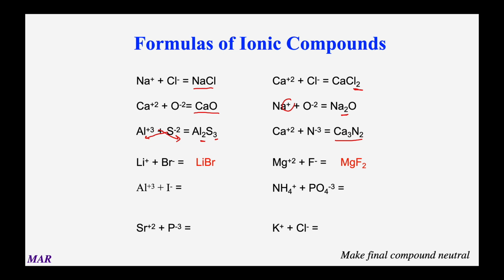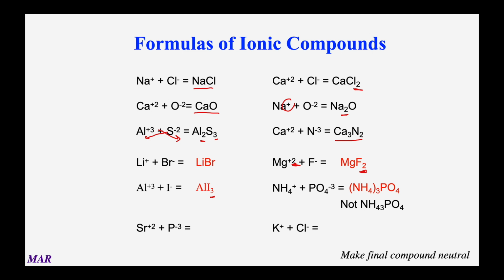Continuing on, lithium and bromide, that's 1:1, so they combine in a 1:1 ratio. Magnesium and fluoride, you can see there's a +2 on the magnesium. Fluoride's only -1, so we're going to need 2 of them. That's magnesium fluoride. Aluminum and iodide, same kind of thing. We're going to need 3 -1 iodides to balance the aluminum.